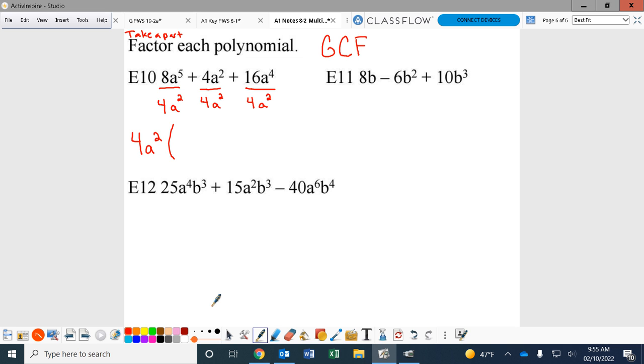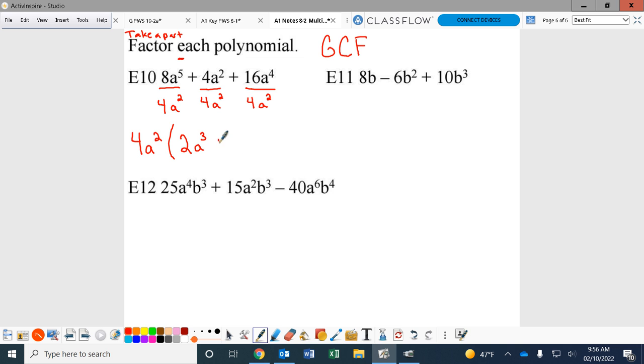Okay? I'm basically undoing what I did in the first five problems. When I take this out, I'm dividing. I'm using those exponent rules for division that we did on the last test. Guys, 8 divided by 4 is going to be 2. Then for the exponents, what do you do with exponents when you divide like bases? Subtract. So 5 minus 2 is going to be a to the 3rd.